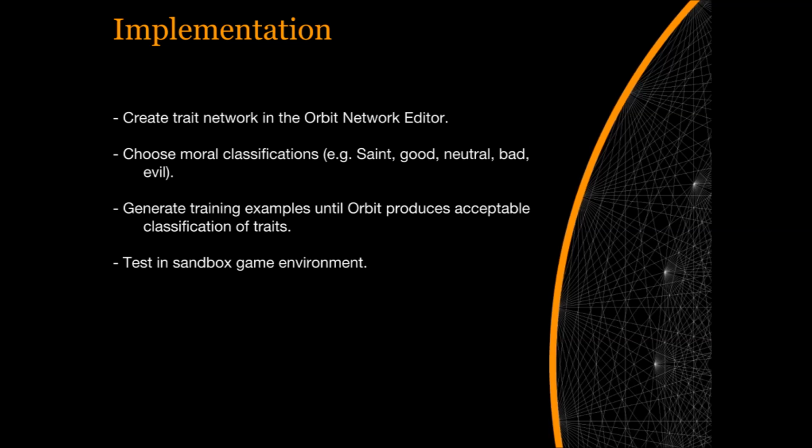Before moving to Unity, first let's explicitly outline the steps we're going to take in the coAdjoint Orbit editor to implement our morality model. Firstly, we create a network of traits that we consider important for determining the morality of a character. Then we'll choose classifications for a character such as saint, good, neutral, bad and evil. We'll then generate training examples for Orbit to learn how to classify different characters' traits until we're satisfied that Orbit is producing acceptable results. And then finally we create a simple Unity scene to test our model in a sandbox game environment. So without further ado, let's open up Unity.